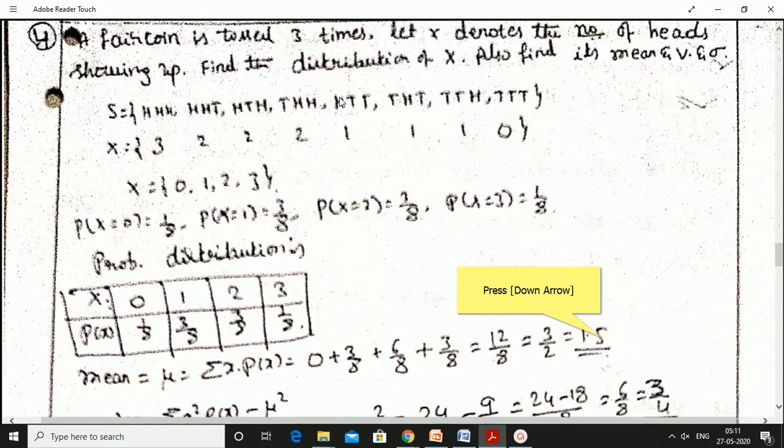Mean, mu is equal to summation of x into p of x. 0 into 1 by 8 plus 1 into 3 by 8 plus 2 into 3 by 8 plus 3 into 1 by 8. If I simplify this, it comes out as 1.5.